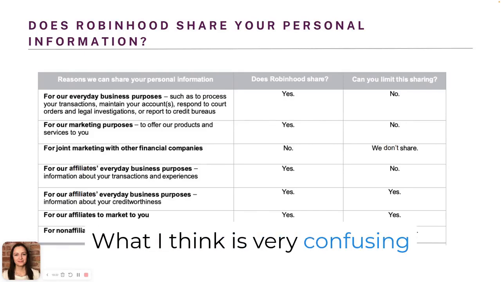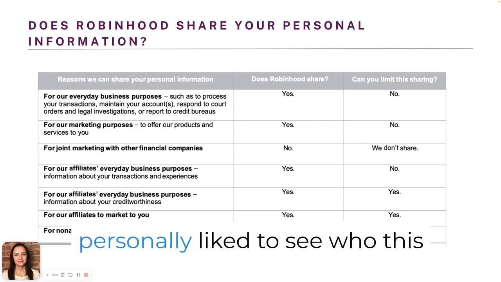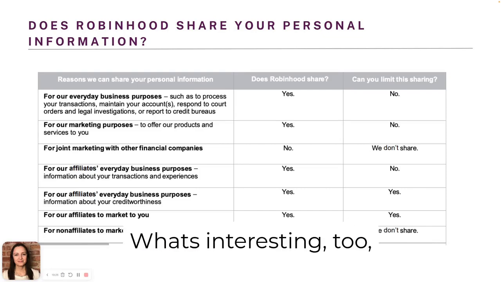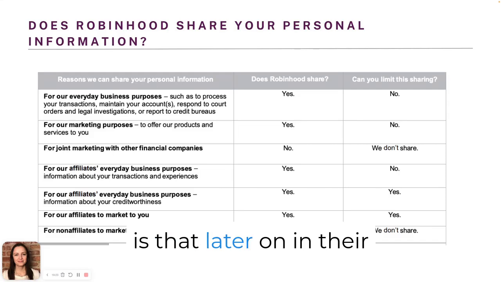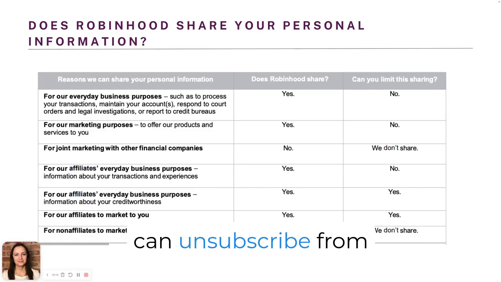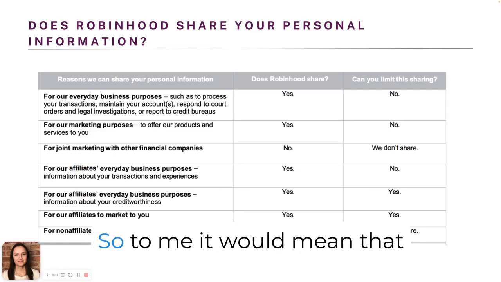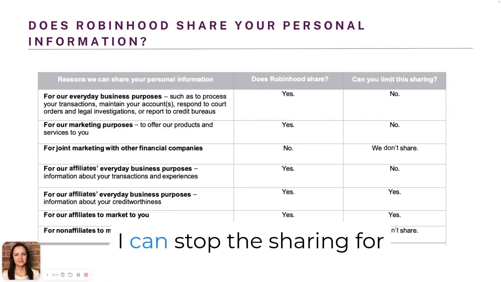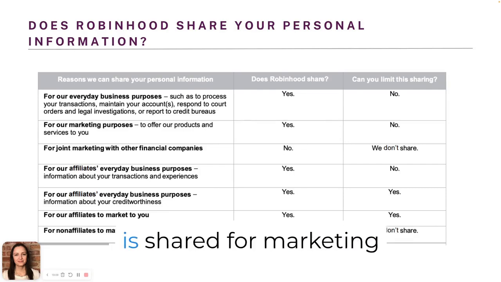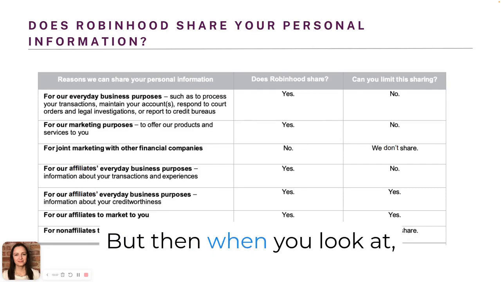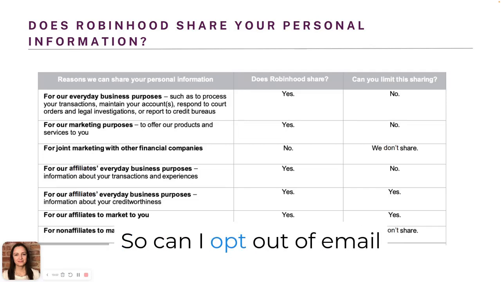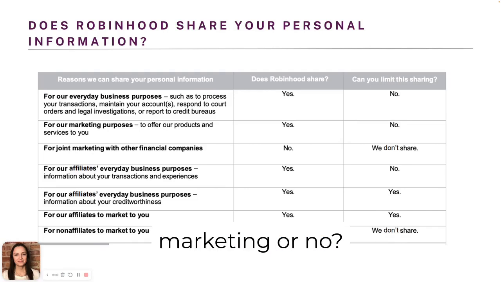What I think is very confusing here is that I would have personally liked to see who this data is actually shared with. What's interesting too is that later on in their privacy policy, they say that you can unsubscribe from marketing emails. So to me, it would mean that I can stop the sharing for marketing purposes. But here it says that the data is shared for marketing purposes. But then when you look at, can you limit the sharing? It says no. So can I opt out of email marketing or no?